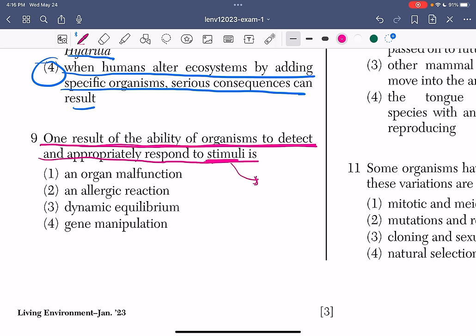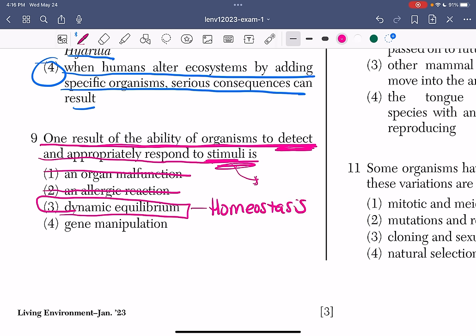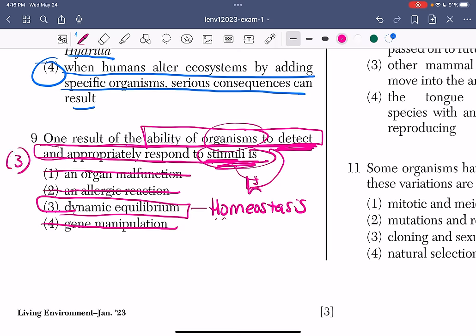An ability of an organism to detect. So detection from something from the environment. Let's see. Number 9 choices. An organ malfunction. No. Number 2, an allergic reaction. No. 3, dynamic equilibrium. This is talking about homeostasis. Gene manipulation, no. So one result of the ability of an organism to detect and appropriately respond is to then have homeostasis, dynamic equilibrium. So number 9 is choice 3.